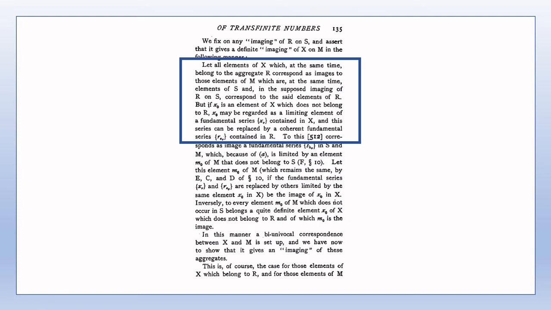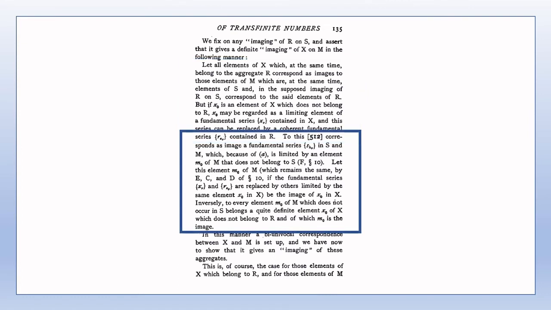Since it is also known that to each real number x in X, there is a sequence of rational numbers which converges to x, then the assertion that we can replace the fundamental series X nu with a coherent fundamental series R kappa nu in R is justified, since R is contained in X, and thus elements of R can be considered as elements of X. Moreover, since X nu has limiting element X0, and R kappa nu also has limiting element X0, then by theorem D, these series must be coherent.